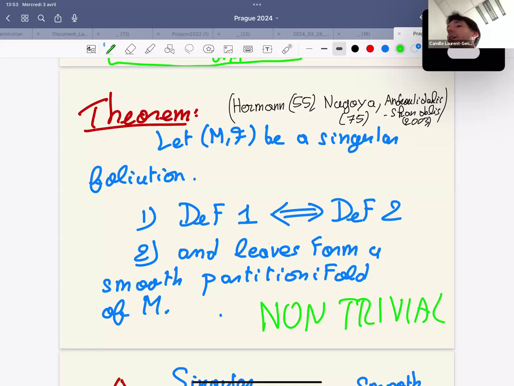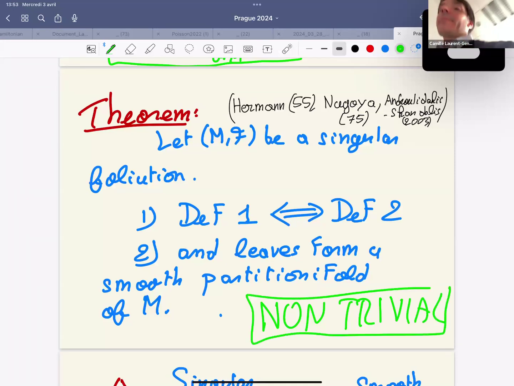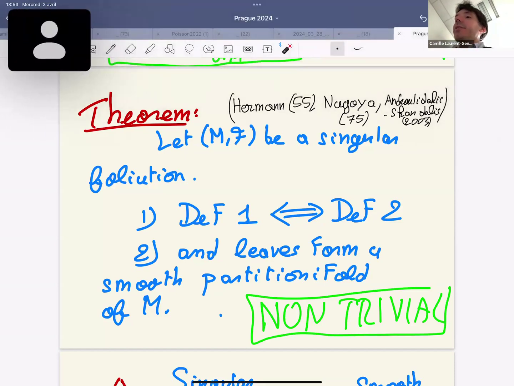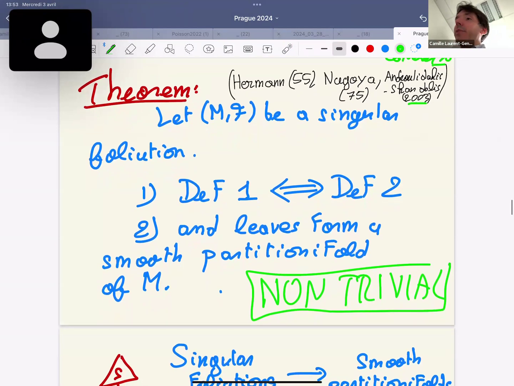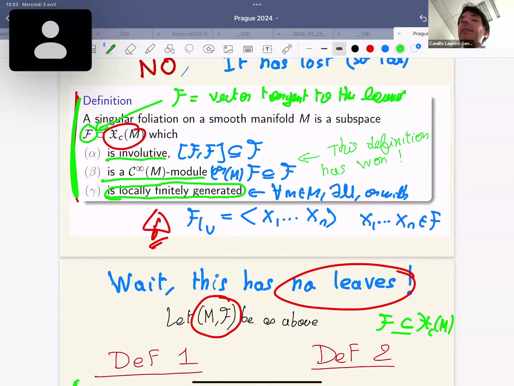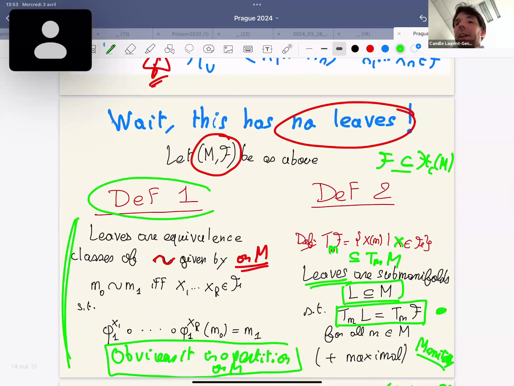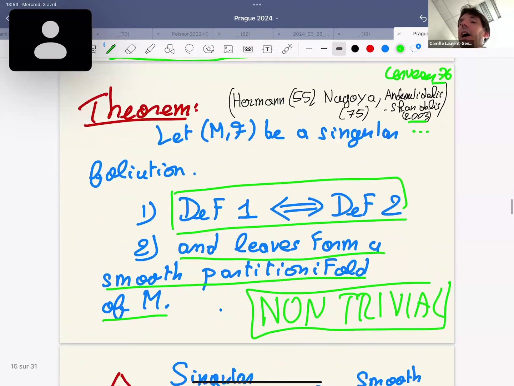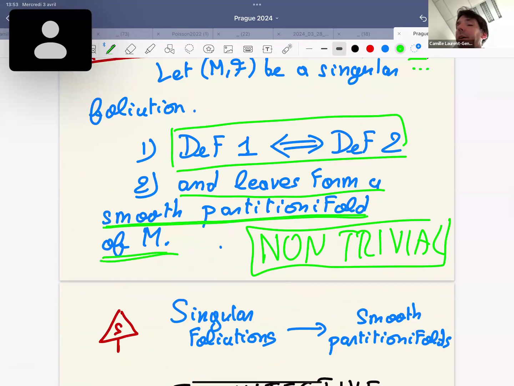There is even a long story of proofs with gaps and things like this. A theorem which has been somehow discovered and rediscovered many times. So Hermann in 55, then Nagano in the holomorphic context in 75. I could even add Dominique Cerveau in 76, and Androulidakis and Skandalis in 2003, and the list could continue. That says that these two definitions are equivalent, and that, in fact, the leaves of a singular foliation defined like this, leaves that can be defined either like this or like this, are what I just called a smooth partition of M.